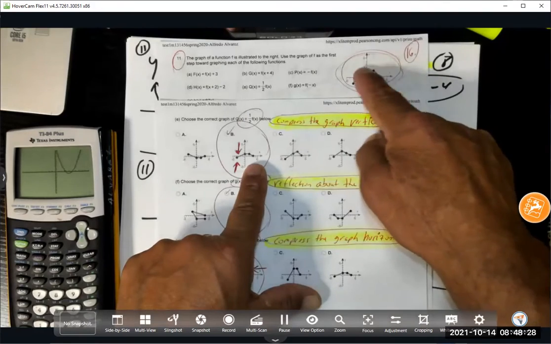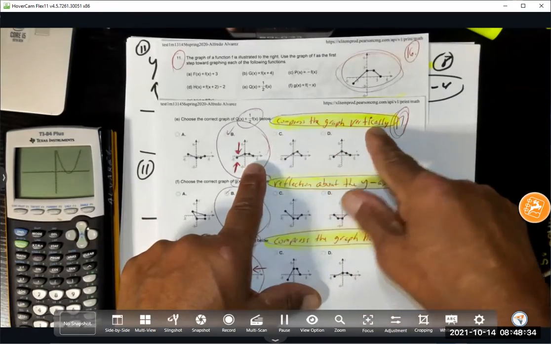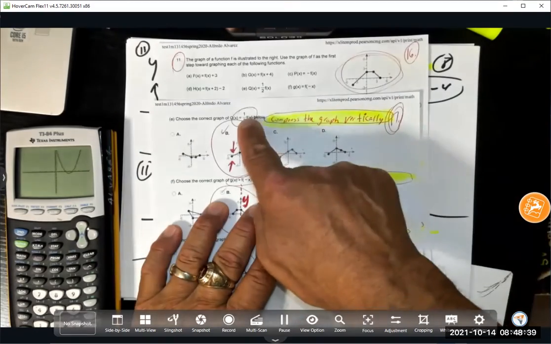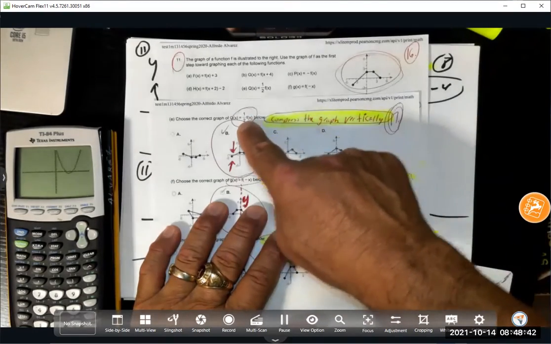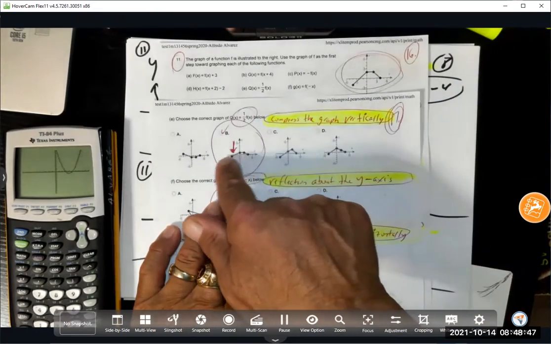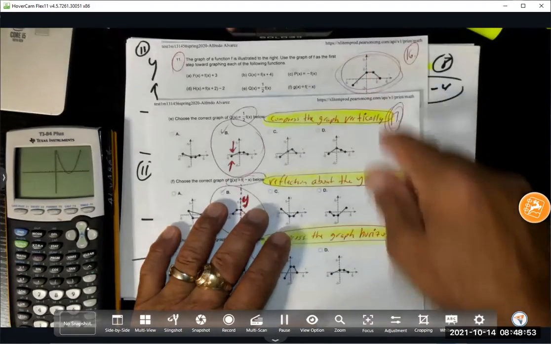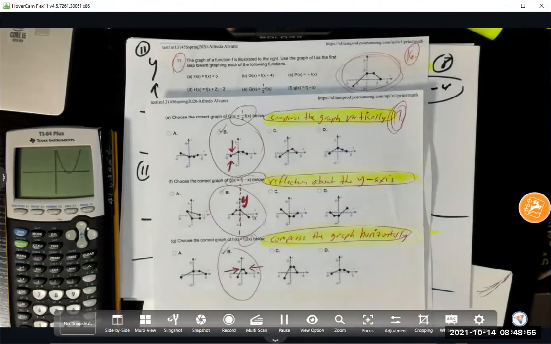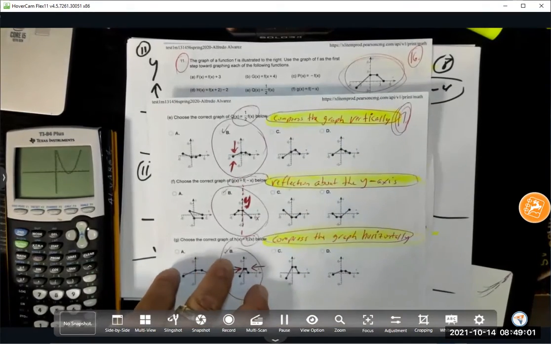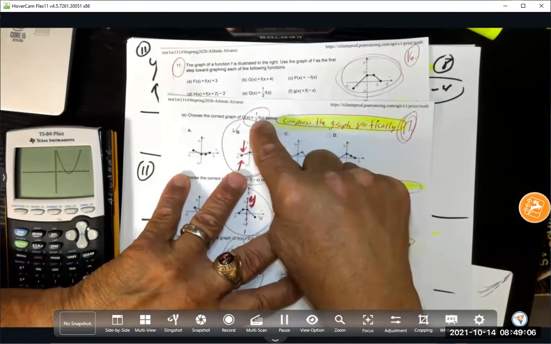So this graph right here, what's it going to do? It's going to get squashed this way. Compress the graph vertically. Vertically means up and down like this. If you put 1/2, 1/3, 1/5, whatever fraction you put out here, it just makes the graph squash like this. See how it goes more flat? It's the same graph, it just gets squashed down. That's all, for the outside.